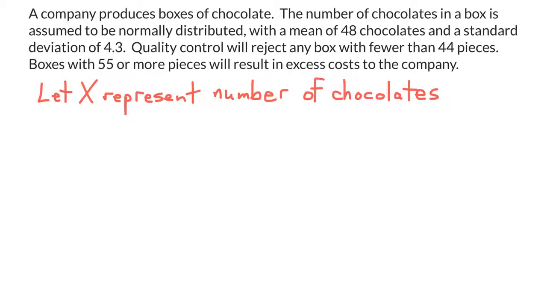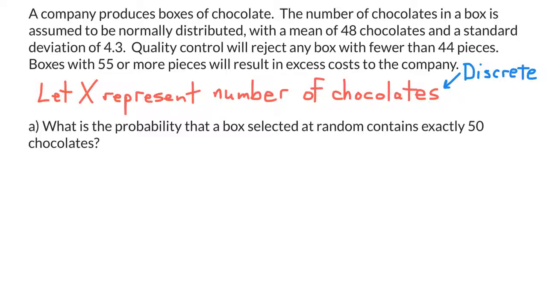So first we need to figure out what our random variable is. In this case, we're going to let x represent the number of chocolates in a box. This is a discrete variable because you can only have one chocolate or two or three or four or five. You're not going to have part pieces of chocolate. So this is a discrete variable.